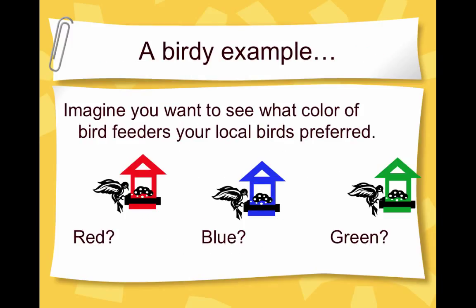So here's an example. Let's say a student wanted to determine whether feeder color has an effect. He might suggest, if I put up a red, blue, and green feeder, birds will visit the green feeder more as a hypothesis. He might speculate that the green feeder, being the most camouflaged or natural, might be visited the most.